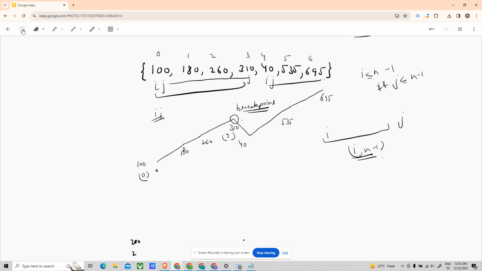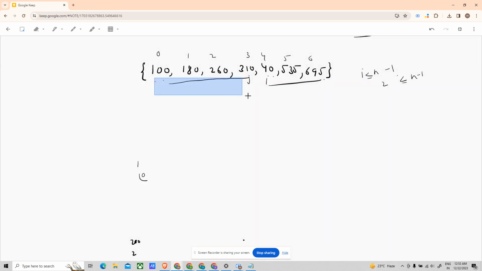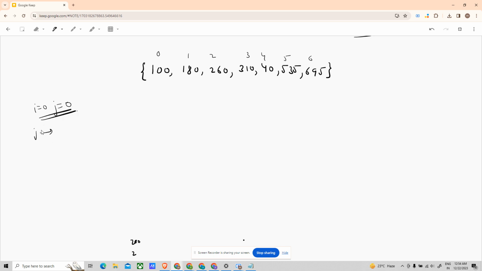So, given our array, let me remove this to make it more clear. What I'm saying is keep i at 0, j at 0. Keep iterating j until a breakpoint.